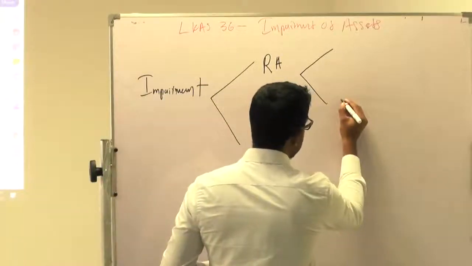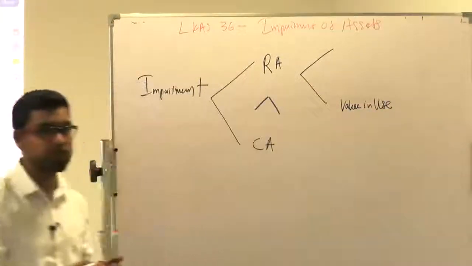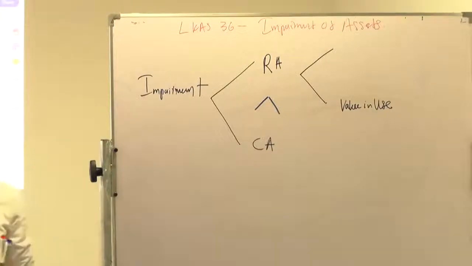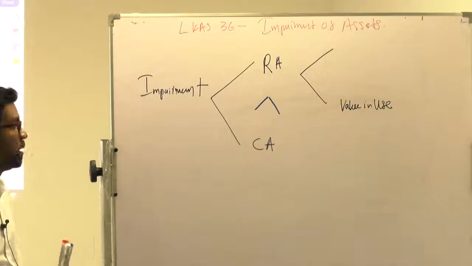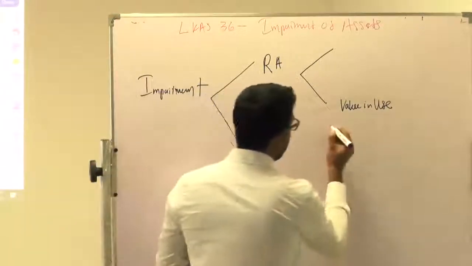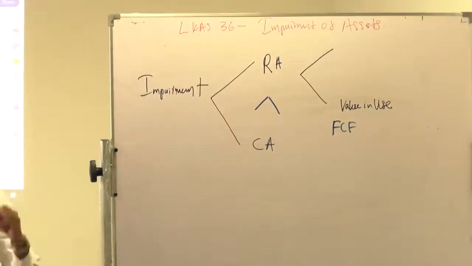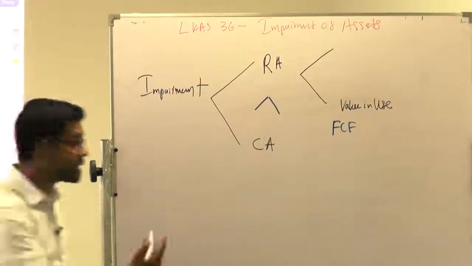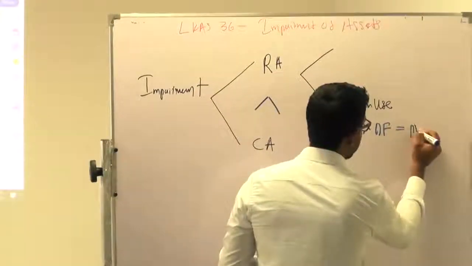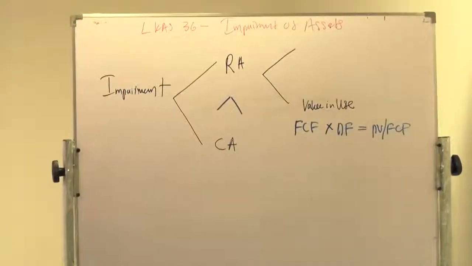Either you can use the asset's present value in use. Value in use means if you use this asset without selling it in the market till the end of its lifetime, how much you can generate as cash flows. If you use it, how much is the value of this asset? How do you find it out? You have future cash flows of this asset, and you have to discount them using an appropriate discount factor. We call it the present value of future cash flows, which is the value in use.